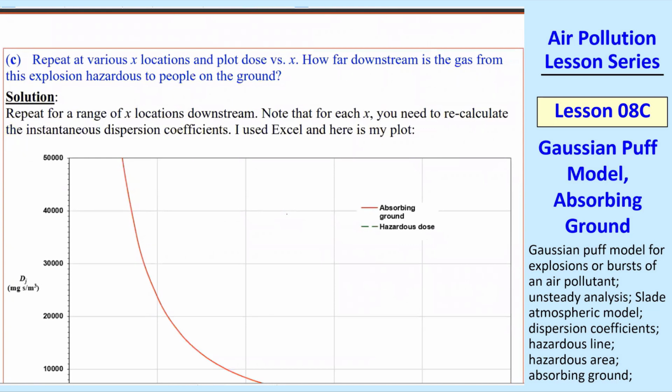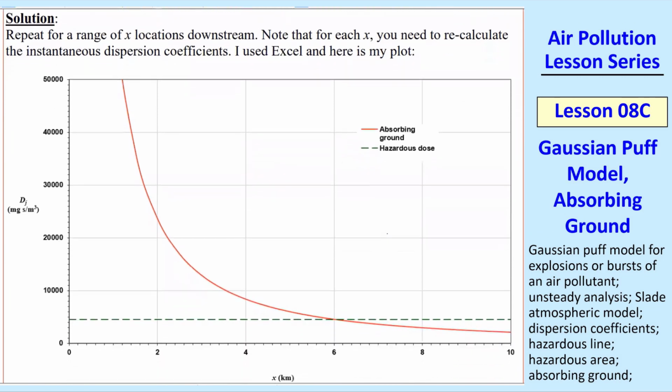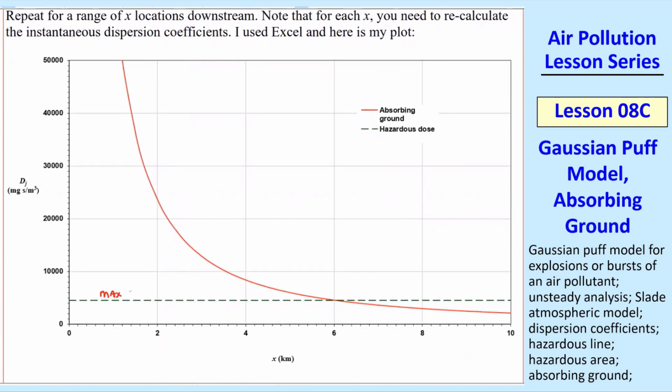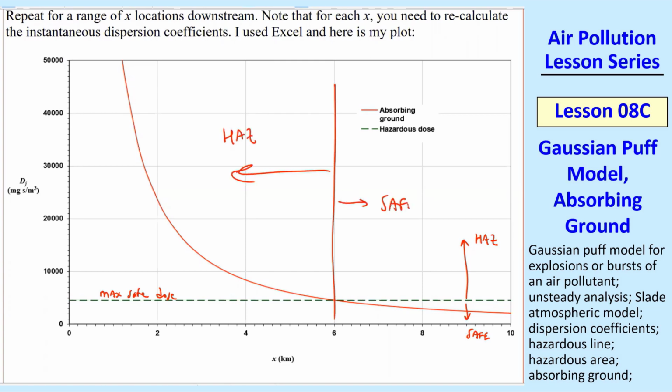All right, part C, let's repeat at various x locations. You just repeat this for various x's, and have to calculate the new sigma y and sigma z for each x. And let's look at that plot compared to the hazardous dose. So this is the maximum safe dose in this dashed green line. So everything above here is considered hazardous. Everything below is considered safe. So we see that up to about 6 kilometers, everything here is hazardous and everything here is considered safe. So everybody directly downwind of the explosion is exposed to a hazardous dose up to about 6 kilometers.